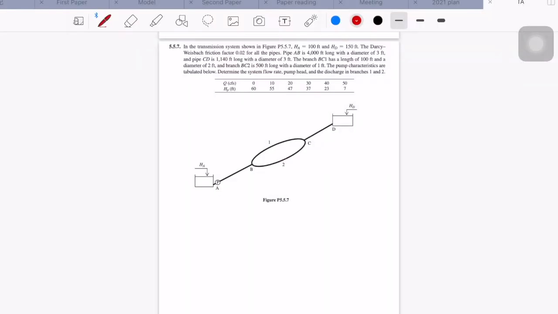For the second problem, in the transmission system shown in this figure, we know the HA equals 100 feet and HD equals 150 feet, and the Darcy Weisbach friction factor is 0.02 for all the pipes, and pipe AB is 4,000 feet long with a diameter of 3 feet, and the pipe CD is 1,140 feet long with diameter of 3 feet too. And the branch BC1 has a length of 100 feet and diameter of 2 feet, and the branch BC2 is 500 feet long with diameter of 1 feet.